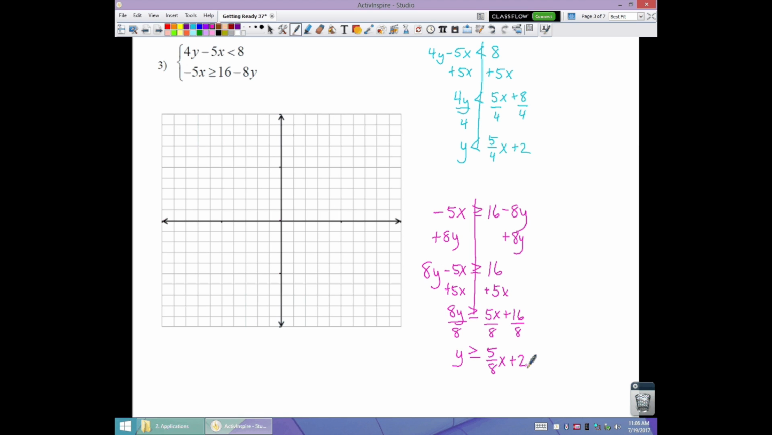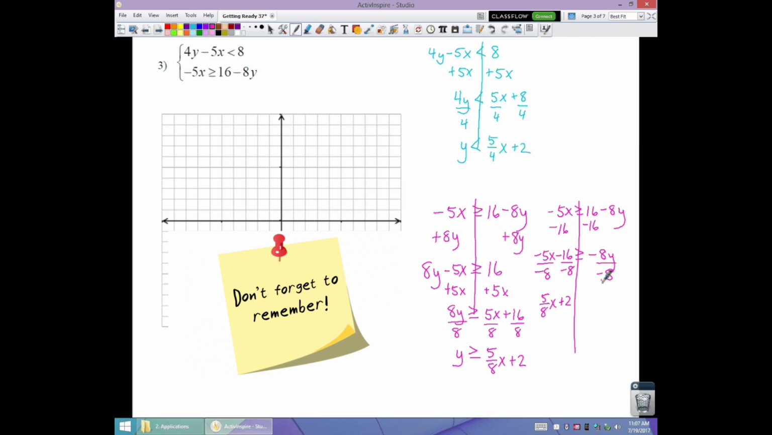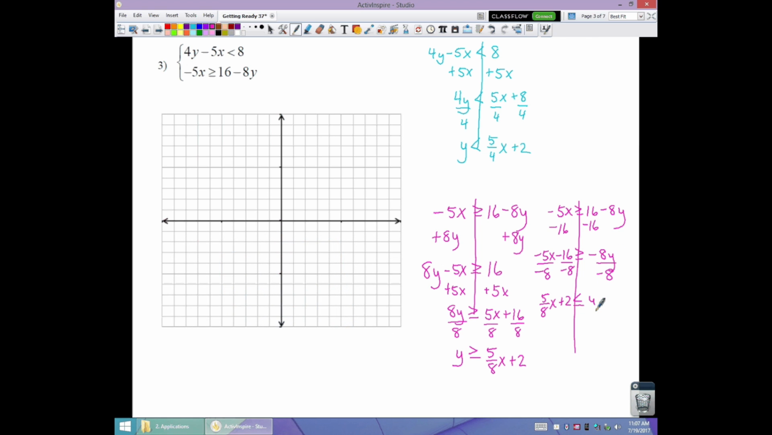Now, if that hadn't occurred to you, or you don't like that idea, we can keep the negative 8y right where it sits. Let's do it that way and see how this comes out. If we are going to solve for y on the right-hand side, then we're subtracting 16. So negative 5x minus 16 is greater than or equal to negative 8y. Divide everything by negative 8. So I have 5/8 x plus 2. Now I need to switch my inequality symbol, because I've divided by a negative. So less than or equal to y.